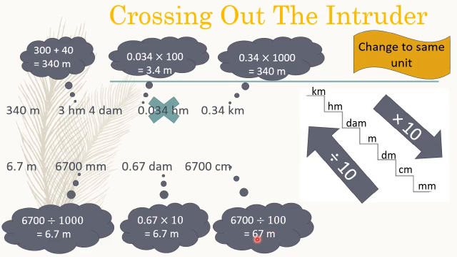I look at the answers. They are all equal to 6.7 meter, except this, it's equal to 67 meter. So the intruder is 6,700 centimeter. So I cross it out.